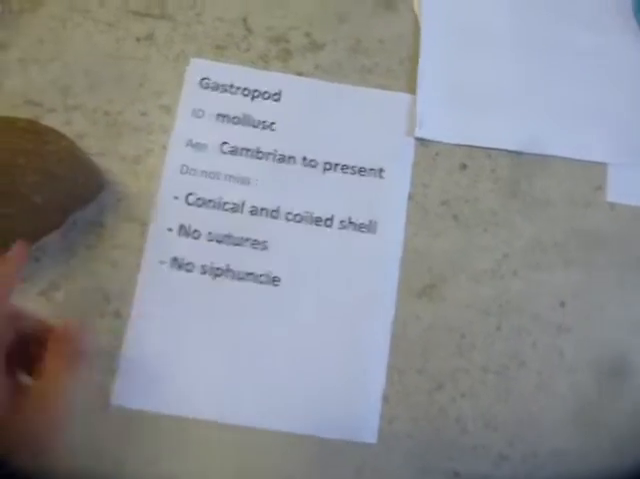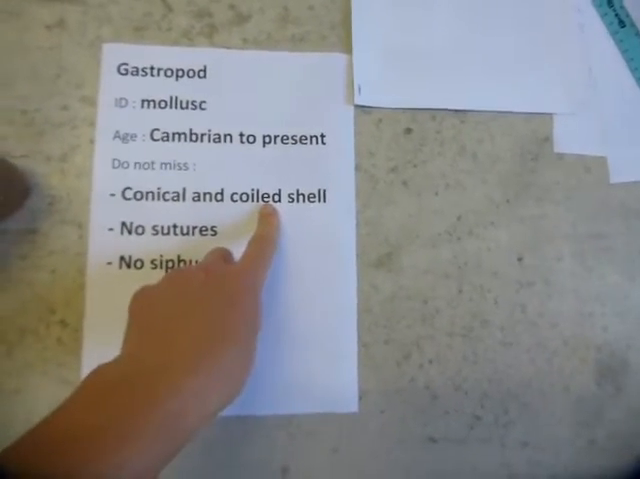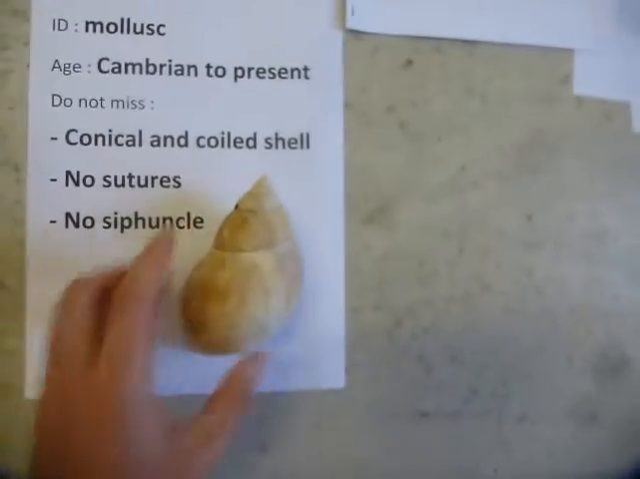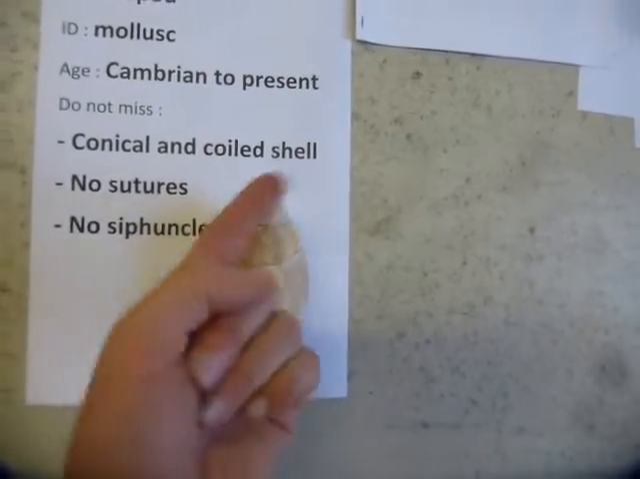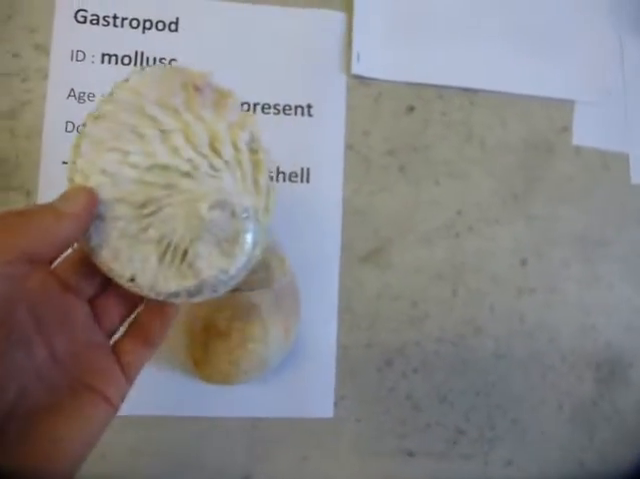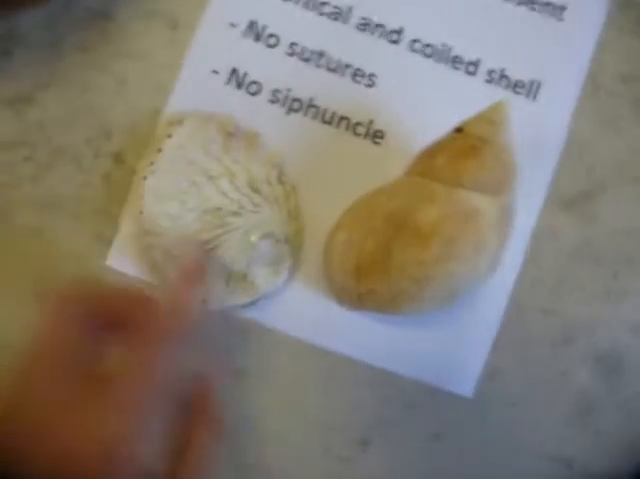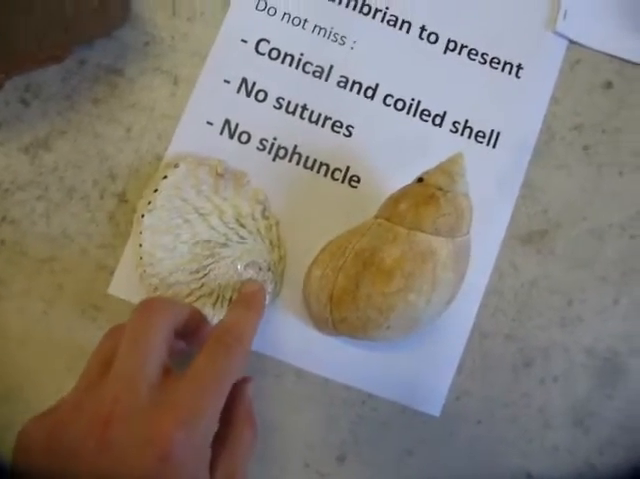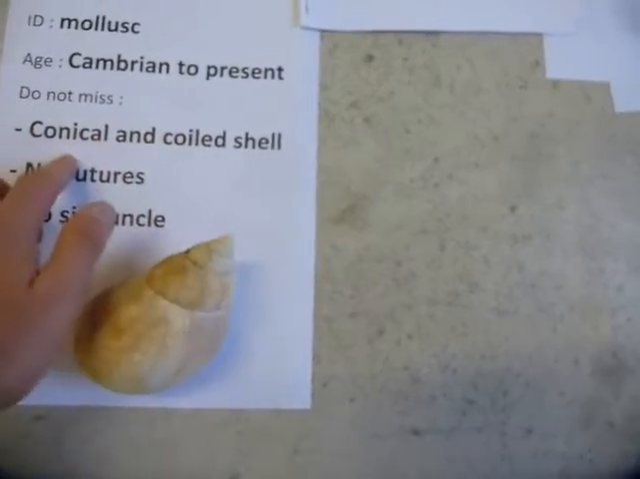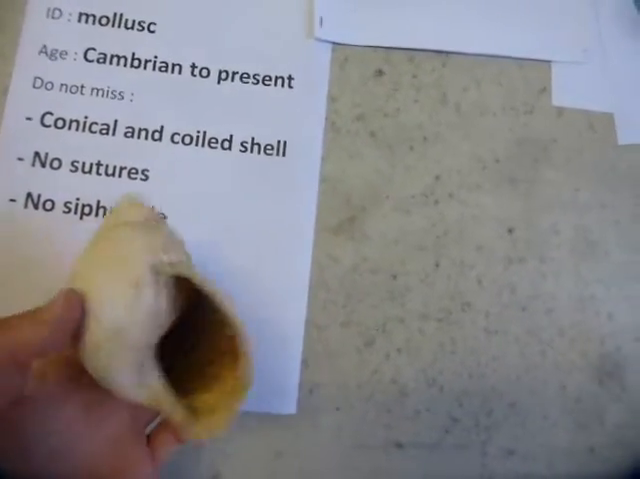So here we're looking at gastropods. The gastropods are also mollusks. They have a coiled shell like the ammonites, but the difference with the ammonite is that the shell is coiled in a conical manner. So even if the gastropod looks very flat like this, you can still see the conical coiling. So first difference is that the shell is conical and not flat like an ammonite.